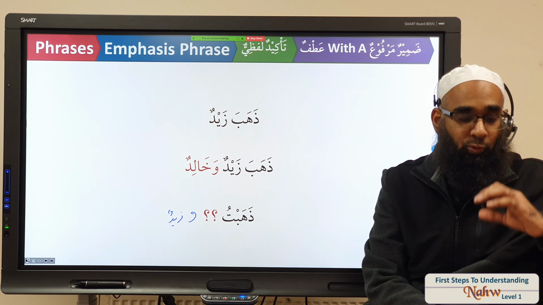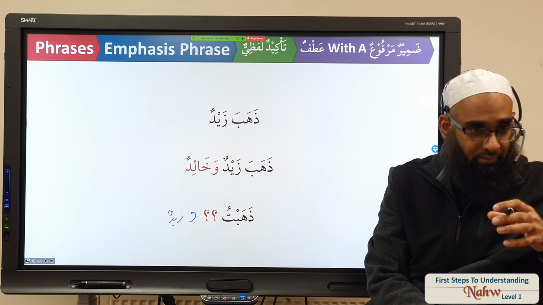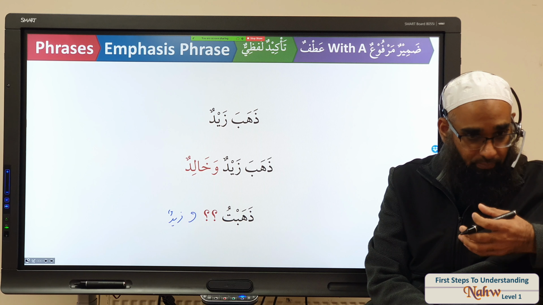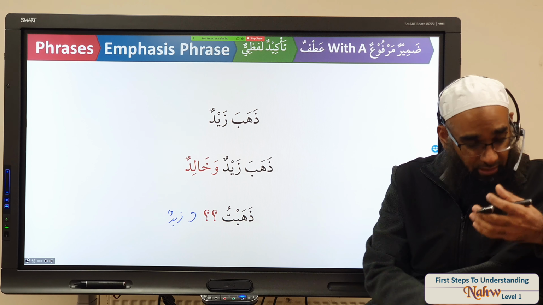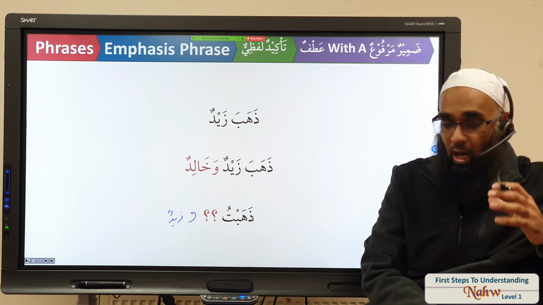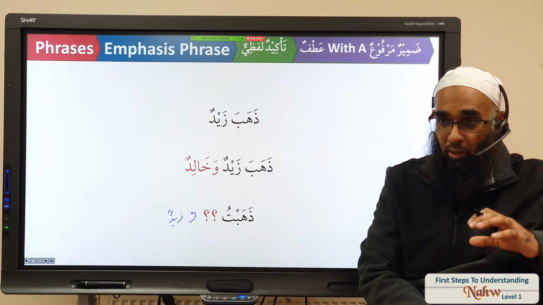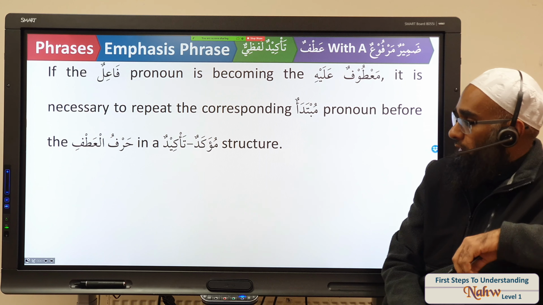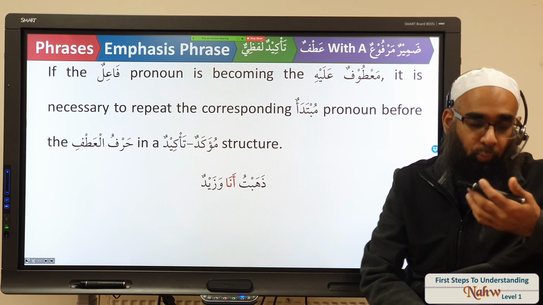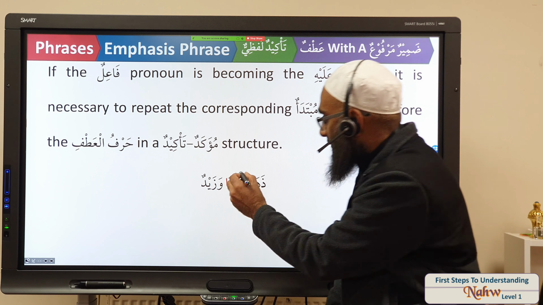How do you make the ma'tuf alayh a dhamir marfu' muttasil? If the fa'il is a pronoun, either mustatir or baris with the verb. A dhamir marfu', a marfu' pronoun, but muttasil, joined to the verb, whether it's baris or mustatir, whether it can be seen or whether it's hidden. How do we make this pronoun ma'tuf alayh? So this is the rule. Basically you can't simply add waw. What do you have to do? You have to create ta'keed of this verb.